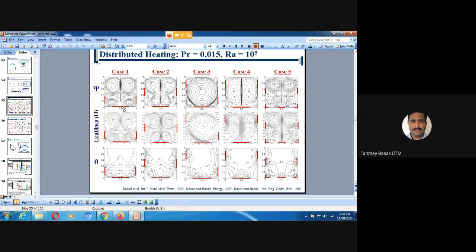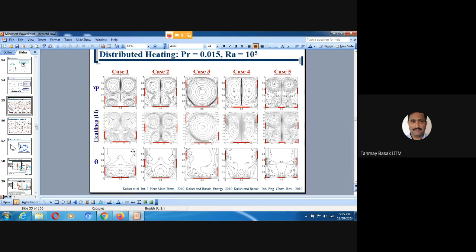You can see these are the arrangements of the distributed heaters, and these are the streamlines. When the heaters are at the bottom, you can see much of this zone is very cold. Temperature is actually maximum 0.1 to 0.2, and this is the problem, and this kind of problem also occurs when you have a heater at the bottom wall.